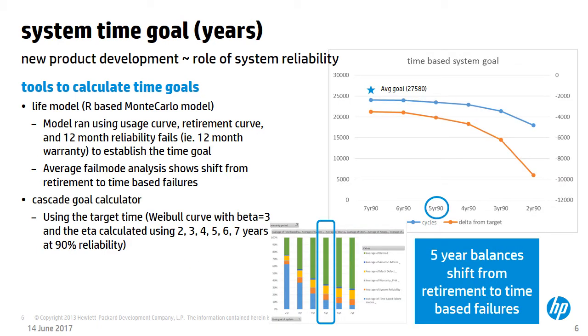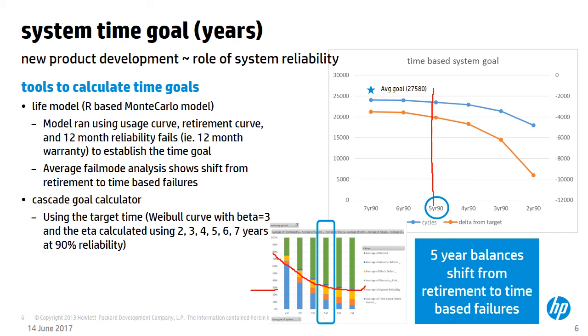To determine what the time goal would be is a trade-off, essentially, between what you're determining to be the useful life of the product versus excessive failures in the field and warranty. In this case, the product life will start to turn about this point, which is approximately 30%. And that trade-off generates this curve.